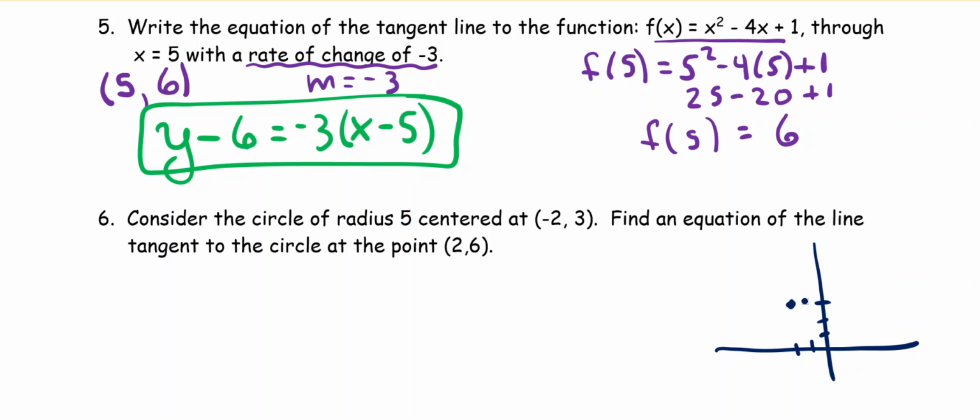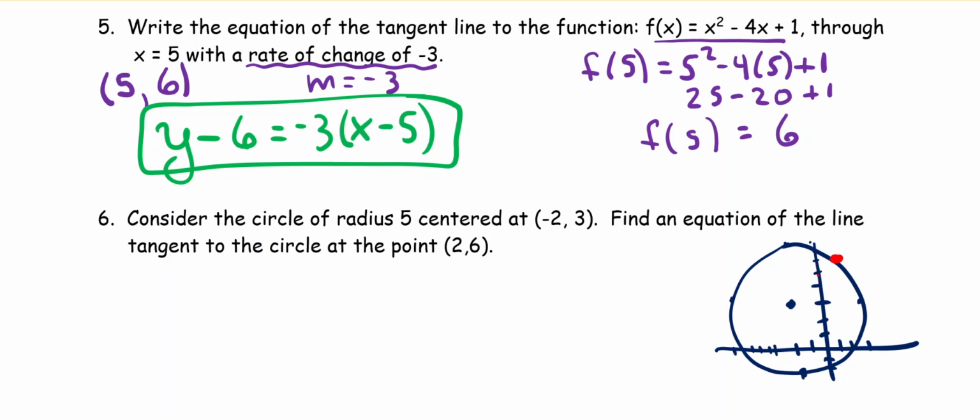So I'm going to go 5 units in each direction. 1, 2, 3, 4, 5. And I'm just sketching it to get an idea of what this circle might look like. And here it is. All right, pretty good. Find an equation of the line that's tangent to the circle, meaning it just touches the circle at the point 2, 6. All right, the point 2, 6 would be 2, 1, 2, 3, 4, 5. So it would be right here.